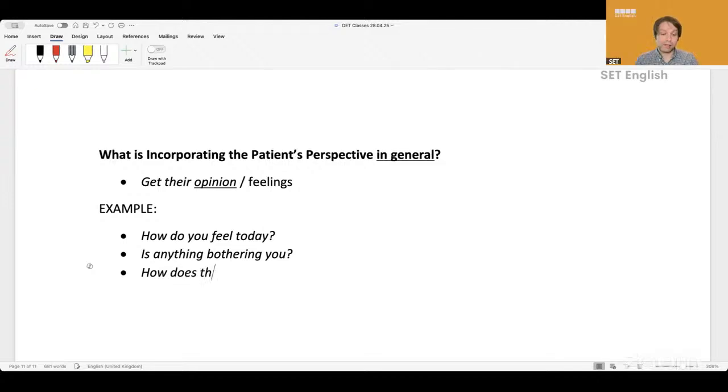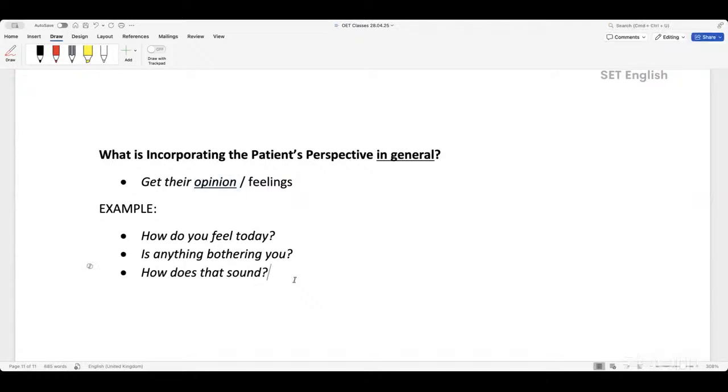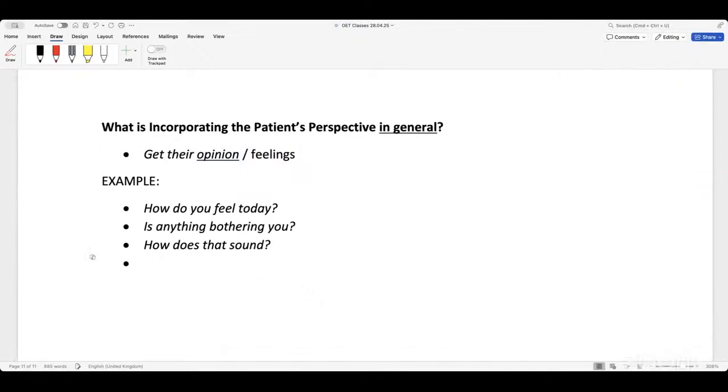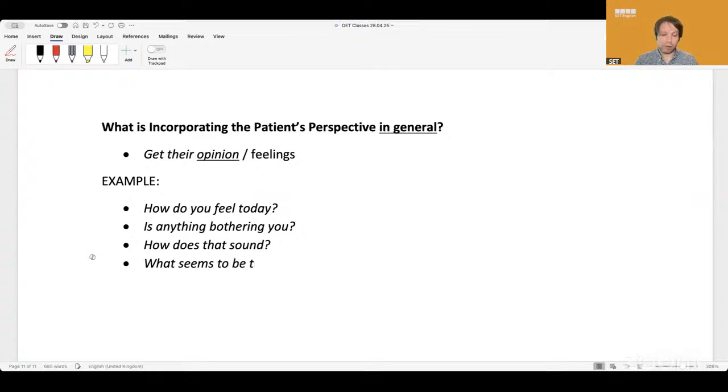I think, how does that sound? It can be like getting their opinion or their feeling. Belkis, there's lots of people here. Belkis, and we can say, what seems to be the problem today? What seems to be the problem?